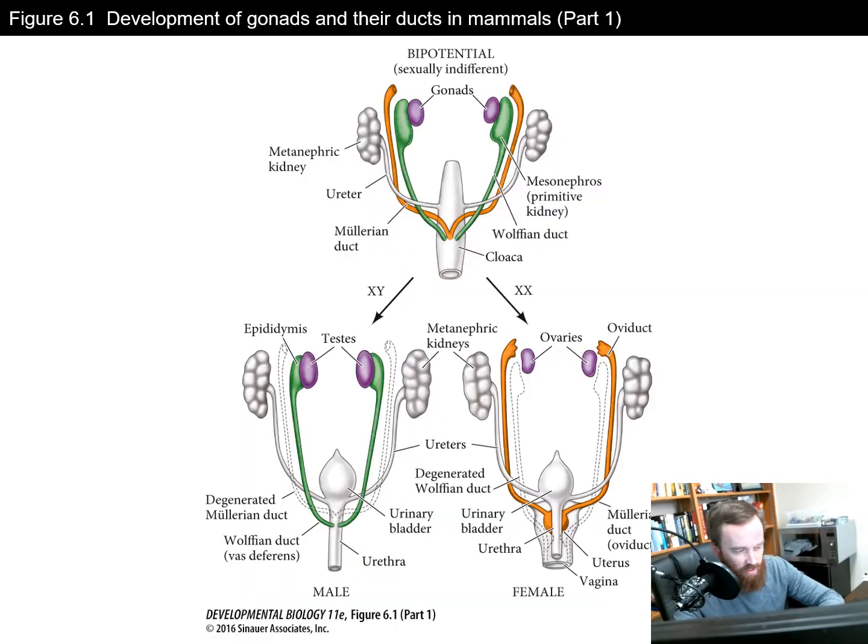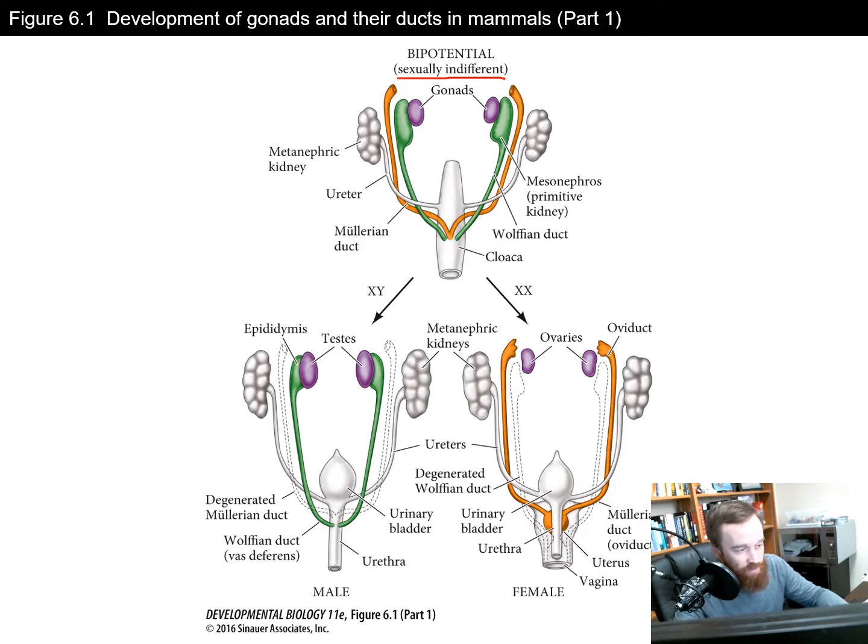So we're going to start by looking at mammalian sex determination. And very early in development, there is bipotential in these organisms. And that means that to start, the precursors for both male and female genitalia are both present in all organisms. So you have the precursor for ovaries as well as the precursor for testes.